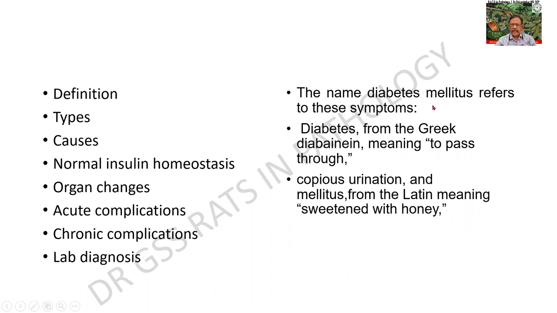The name diabetes mellitus refers to these symptoms. Diabetes, from the Greek word diabenin, meaning to pass through. The patient always has a history of copious urination, and mellitus, from the Latin word which means sweetened with honey.